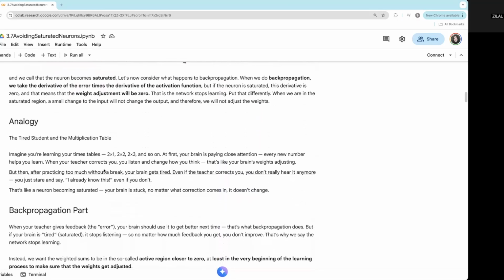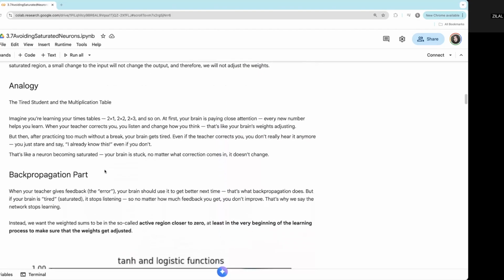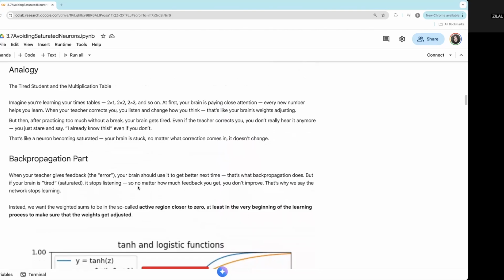Let's take an analogy: the tired student and the multiplication table. Imagine you are learning the times tables in year 2 or year 3. Your brain is paying close attention. Every new number helps you learn. When your teacher corrects you, you listen and change how you think. That's like your brain's weights adjusting.